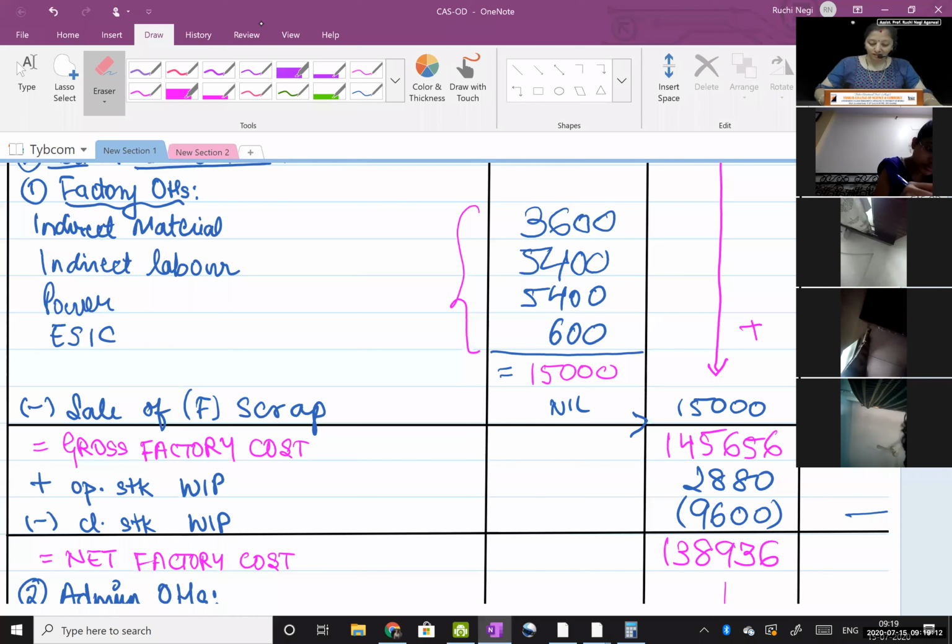Is it clear till here? Acknowledge it in the chat box. Is it clear till net factory cost? Okay, fine. Great. Thanks, dear.